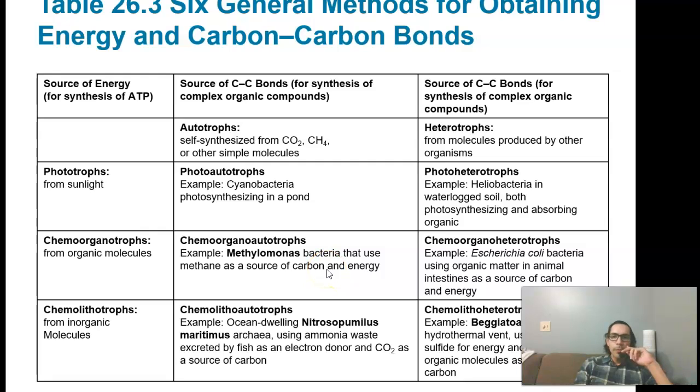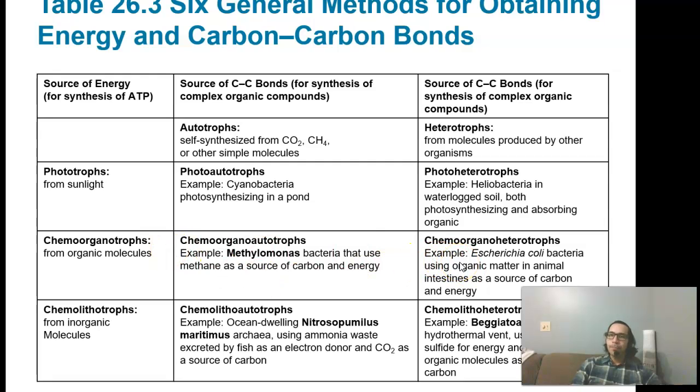And then I'll do one more. Let's do E. coli. It says E. coli bacteria using organic matter in animal intestines as a source of carbon and energy, so it's getting both from carbon. Question one is, where does it get the energy for ATP? Well, it says carbon. So we know that it's a chemotroph, and because it's carbon, it's a chemoorganotroph.